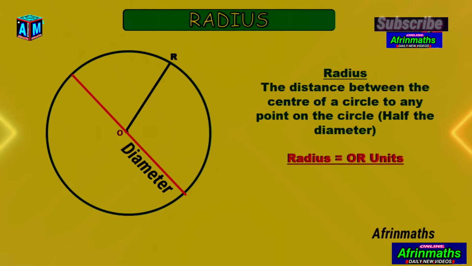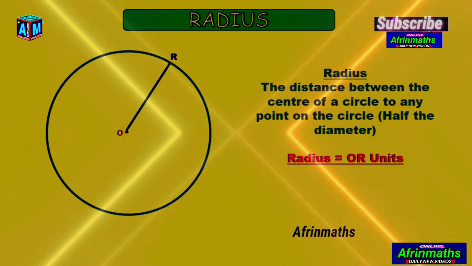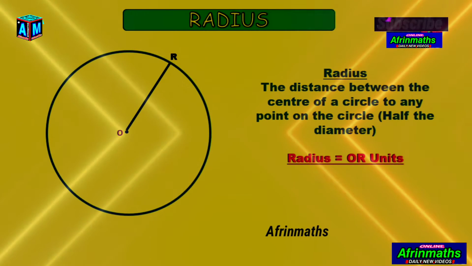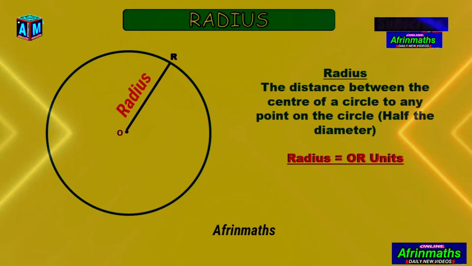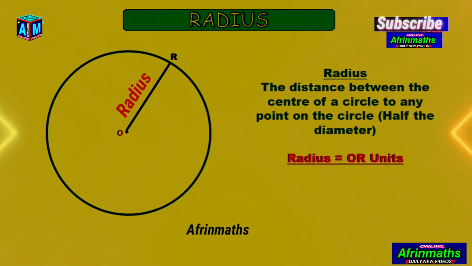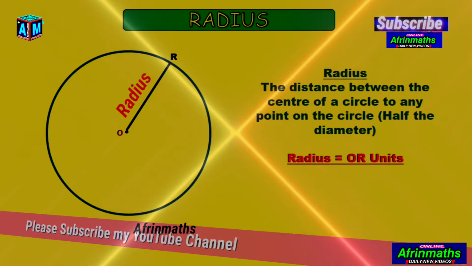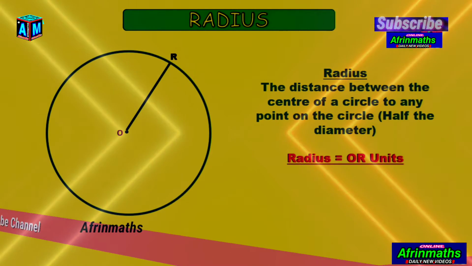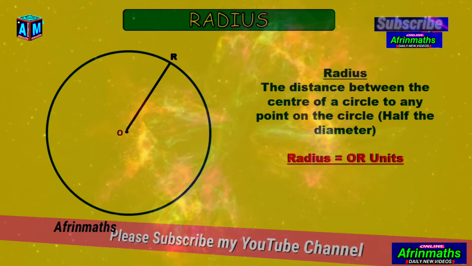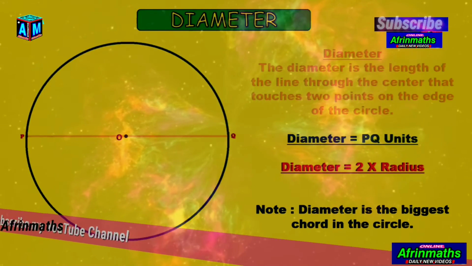Next property, radius of a circle. The distance between the center of a circle O to any point on the circle, we call that the radius. Here in this figure, OR is the radius. The radius is always equidistant from the center to any point on the circle. The plural form of radius is radii.